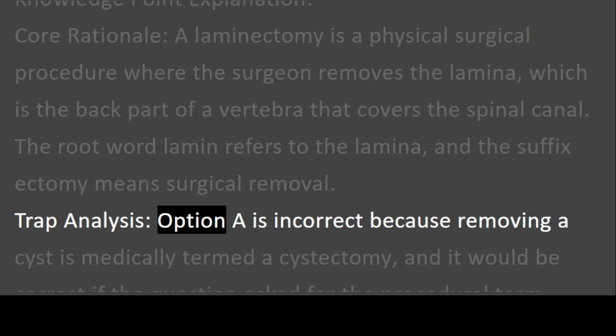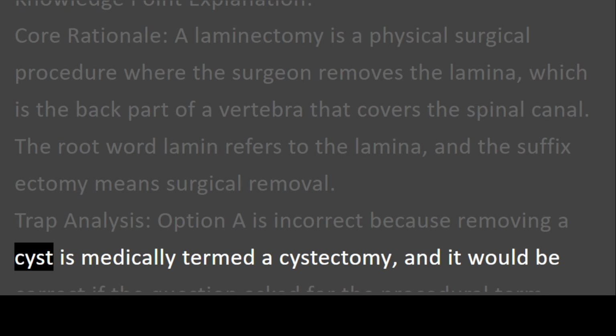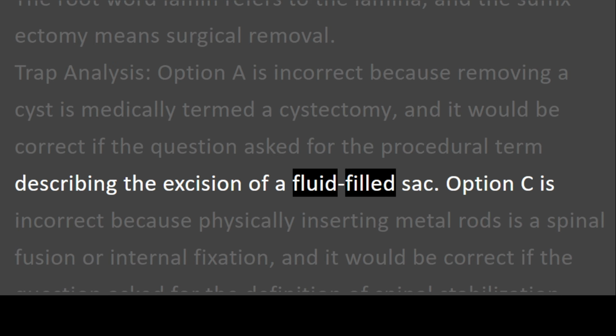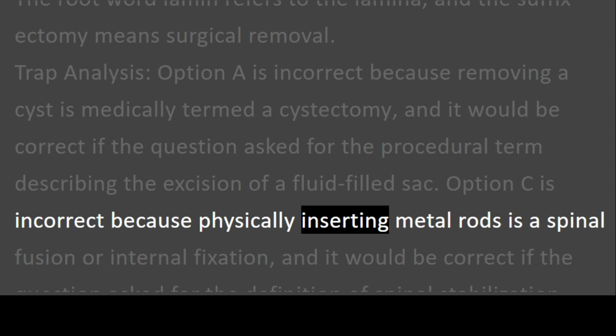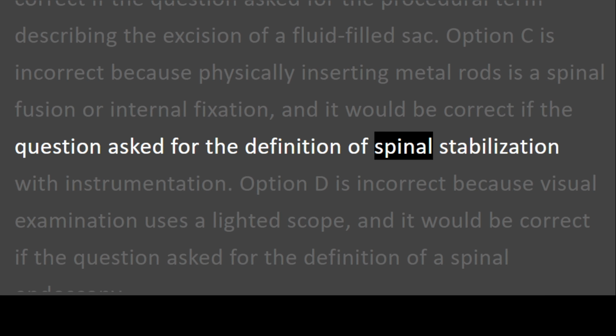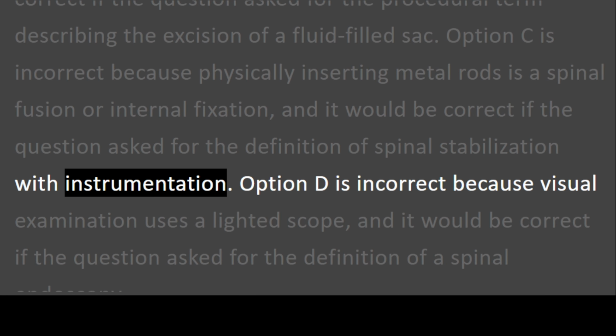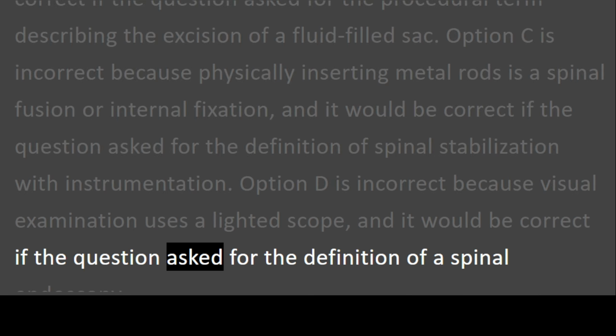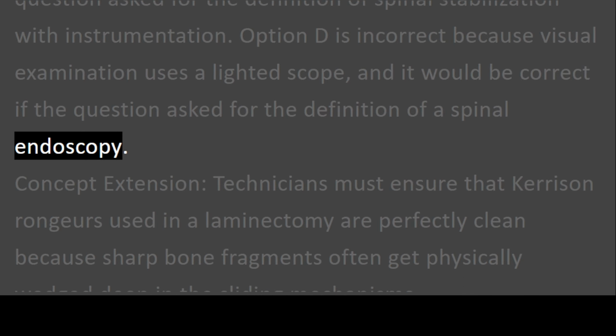Trap analysis. Option A is incorrect because removing a cyst is medically termed a cystectomy, and it would be correct if the question asked for the procedural term describing the excision of a fluid-filled sac. Option C is incorrect because physically inserting metal rods is a spinal fusion or internal fixation, and it would be correct if the question asked for the definition of spinal stabilization with instrumentation. Option D is incorrect because visual examination uses a lighted scope, and it would be correct if the question asked for the definition of a spinal endoscopy.